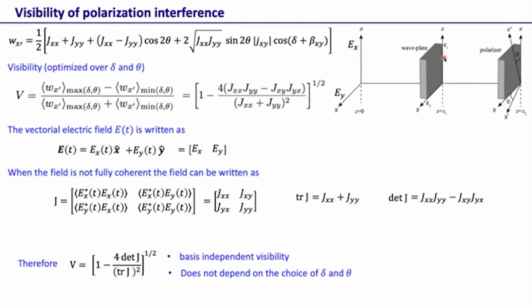It doesn't matter what phase we introduce between the two different polarizations, or where we keep the polarizer. It just doesn't depend on these quantities. So this visibility is intrinsic to the incoming field, as it doesn't depend on delta and theta. Of course, for calculation of this visibility, we will need to vary delta and theta and find the maximum of that quantity. But once it is calculated, it has no functional dependence on delta and theta.